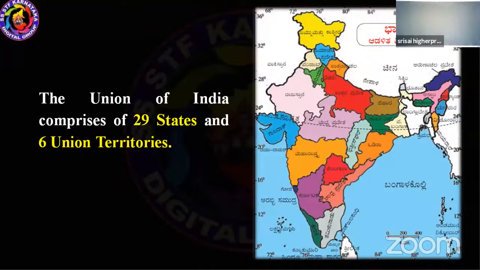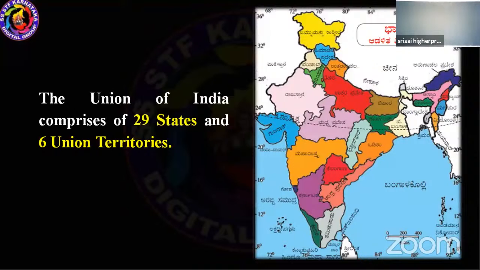At present, how many states are there in India? 29. You have to remove Jammu and Kashmir from this 29. If you remove Jammu and Kashmir from the 29, how many states will remain? 28. 28 states.